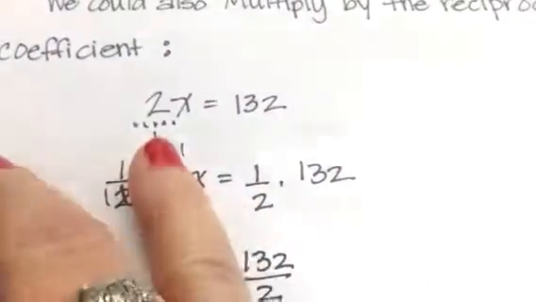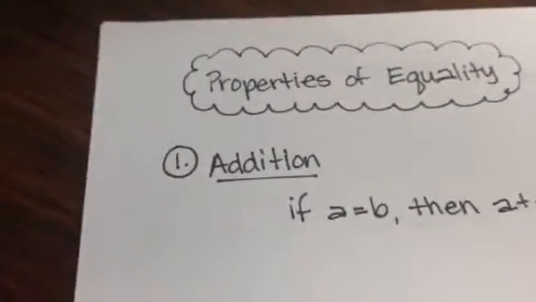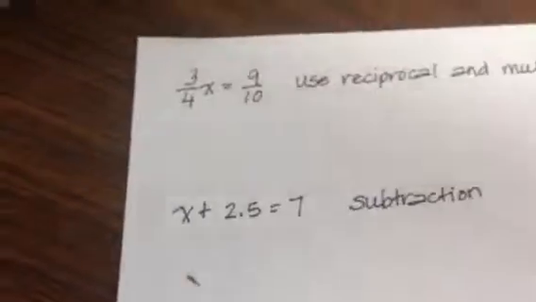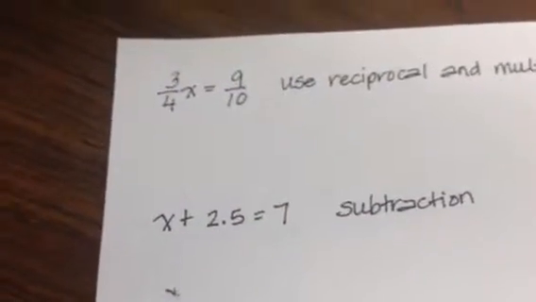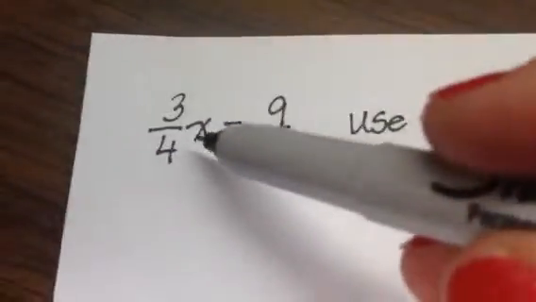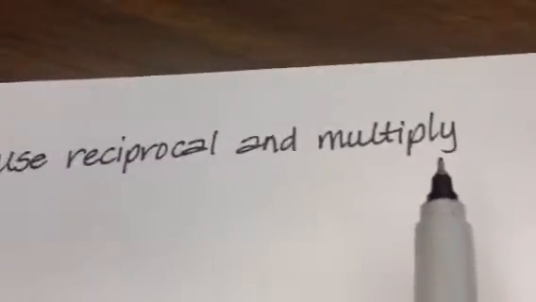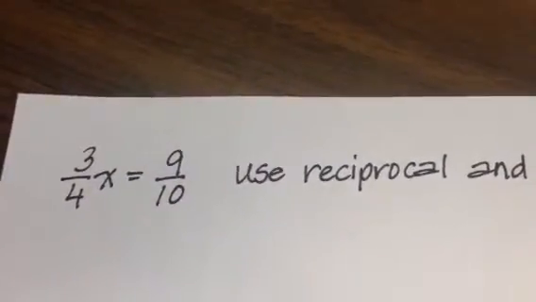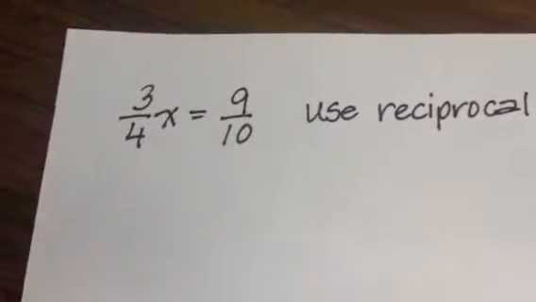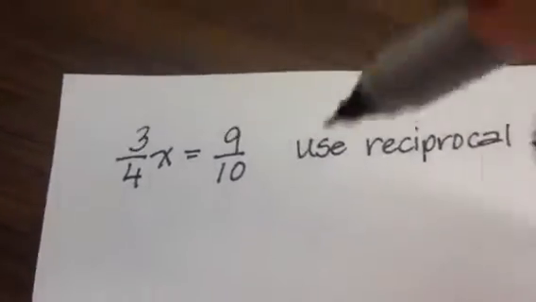Either way is correct. I'm going to do a few of these for you. Oops, that is the wrong page. Hang on. All right, so here we have a fraction and it's being multiplied, so we're going to use the reciprocal and multiply. I know, it seems kind of weird. You know how when you divide, you flip it over and you multiply? Yeah, that's what we're doing.